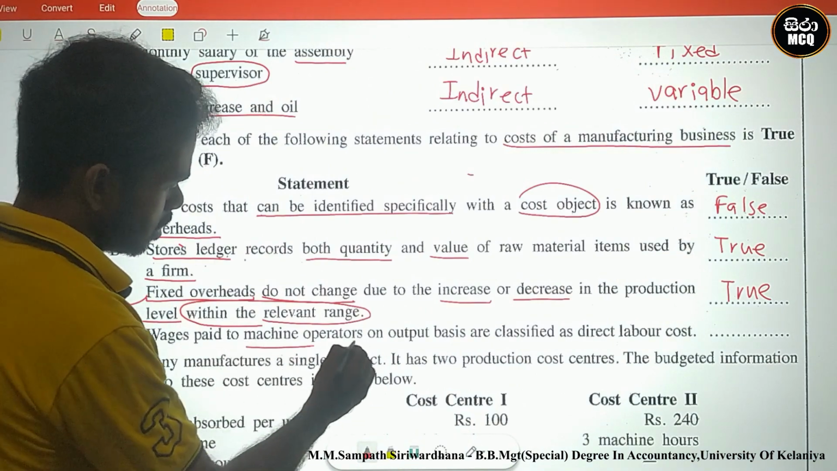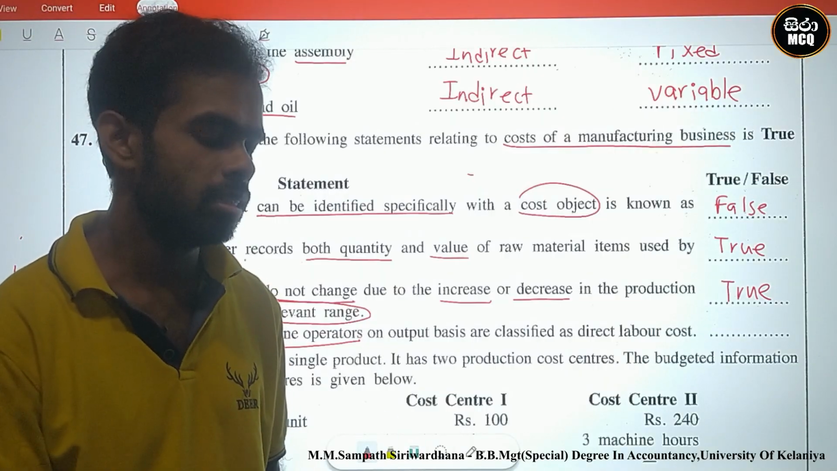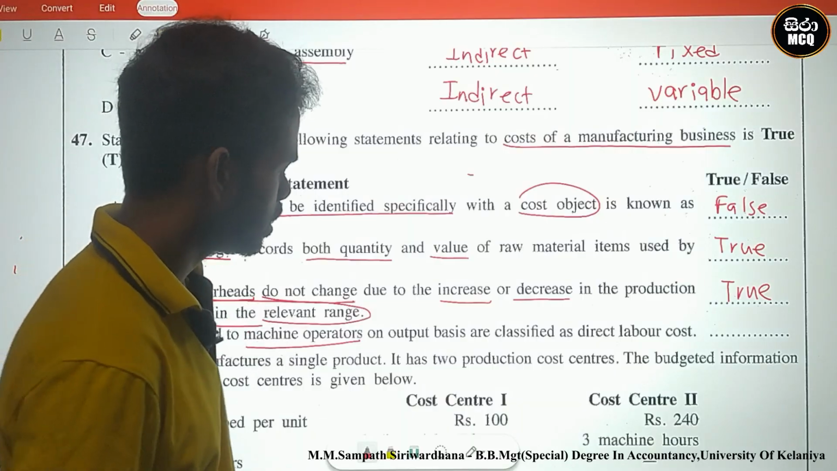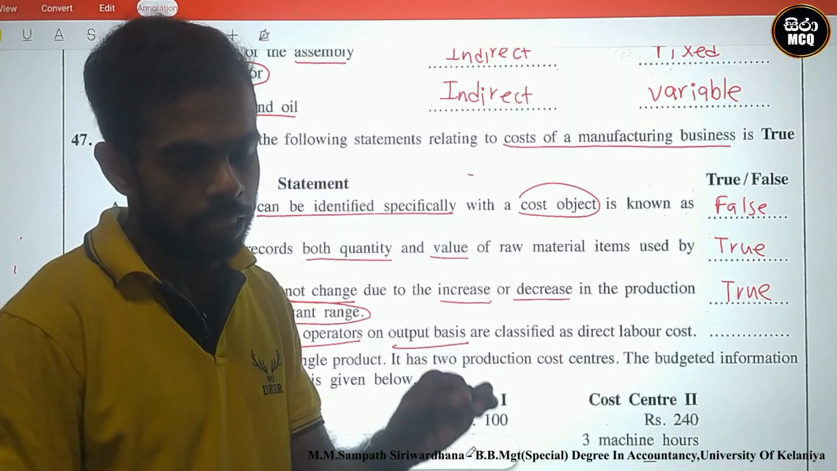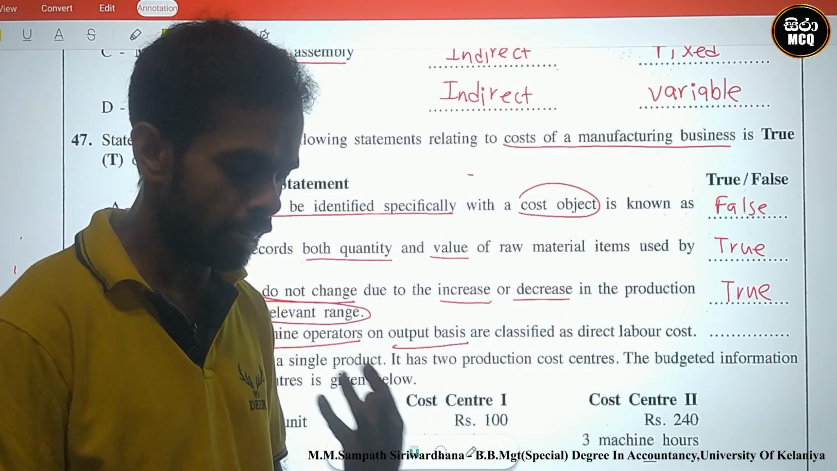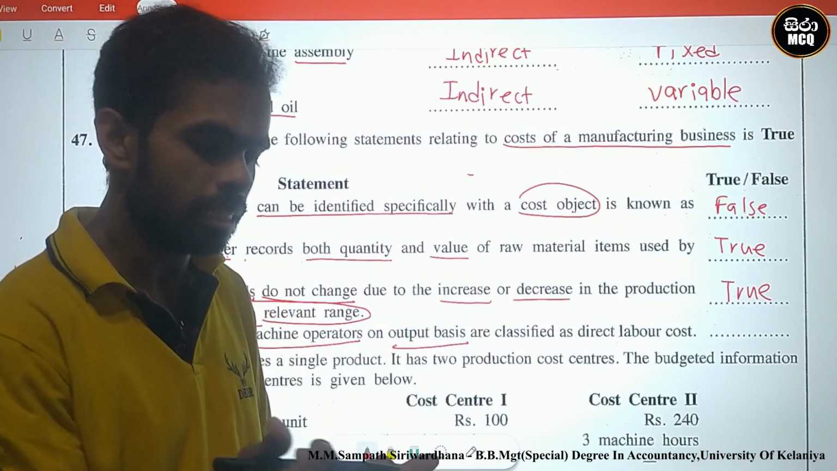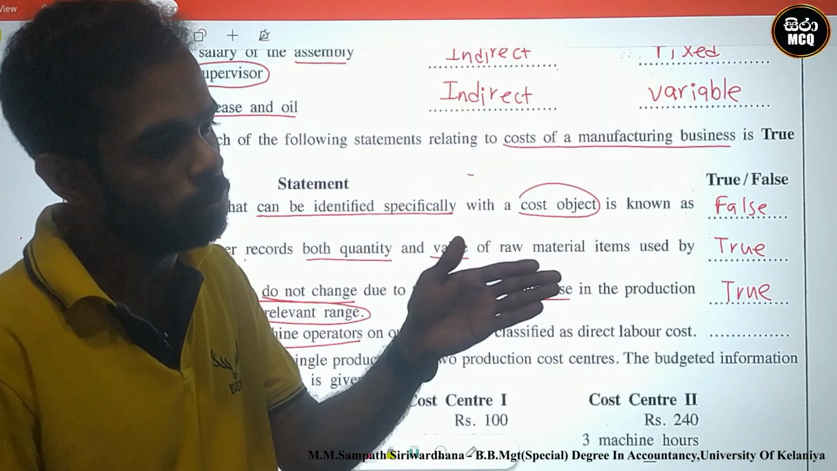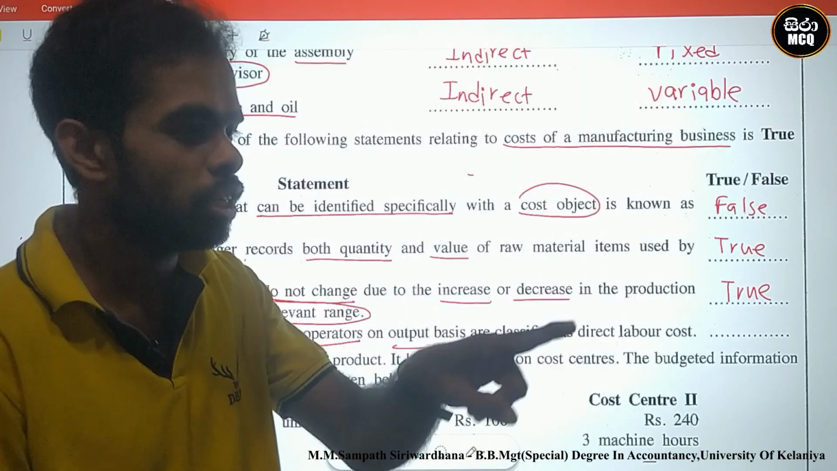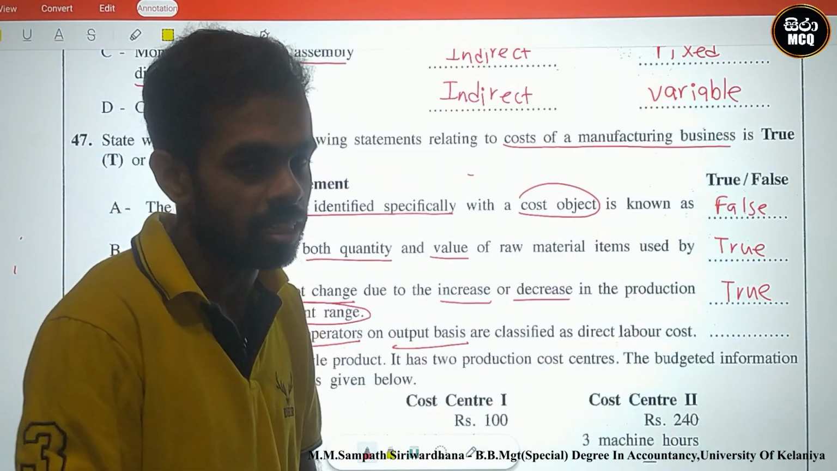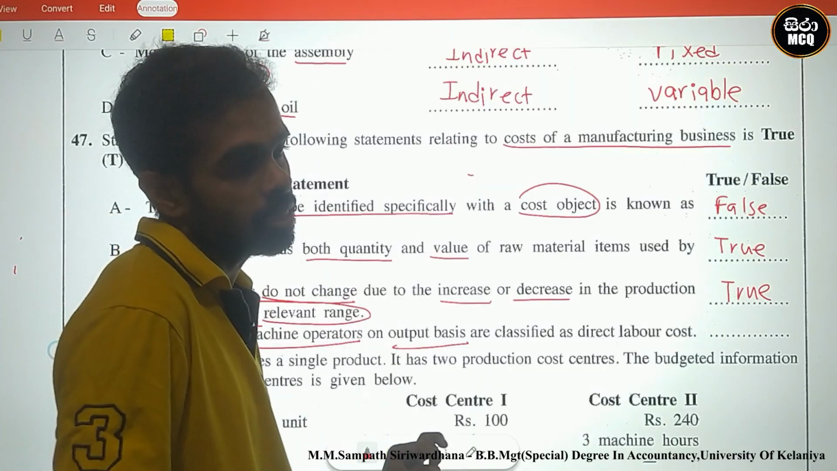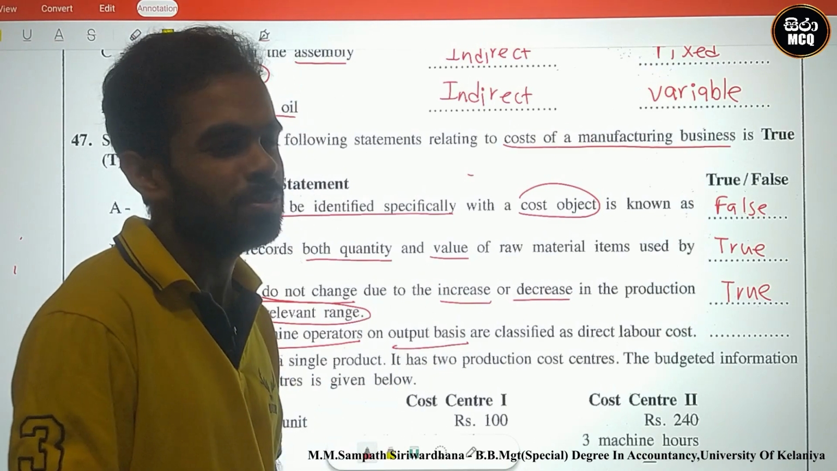Next one, wages paid for machine operators. Machine operators produce some product, cake or another product, and they operate machines such as cutting machines. Wages paid for machine operators on an output basis. Output basis means he gets a salary based on the number of units he produces. As the number of units increases, 1, 2, 3, 4, the salary increases. This is the meaning of that: wages to machine operators on an output basis, a number of units basis.